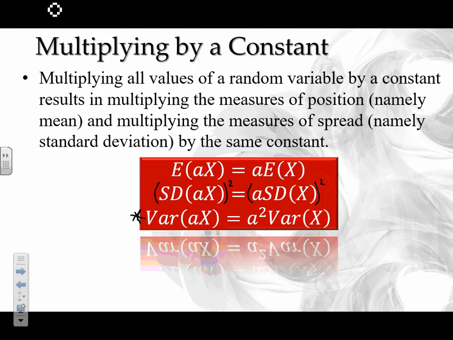Okay? Any questions on this? The gist of it is, if you multiply your variable by a constant, multiply your mean and standard deviation by that same constant. Okay?